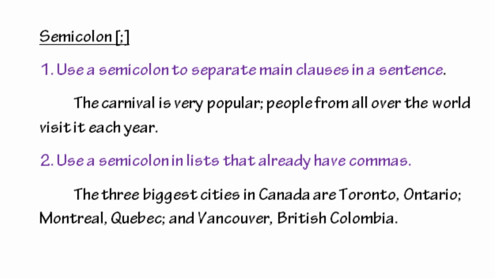Okay, and the next use is use a semicolon in a list that already has commas. An example sentence is the 3 biggest cities in Canada are Toronto, Ontario, then put a semicolon, Montreal, Quebec, then put a semicolon, and Vancouver, British Columbia.